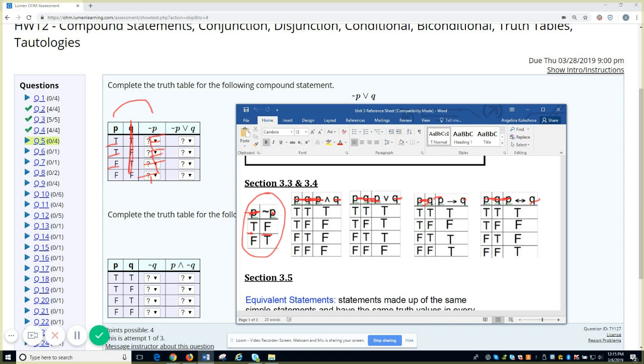Then for the next column, what this says is that you identify the truth value for a negated p. We just did that. It's in this column. Now let's look at the q value that's in this column and join those two together using the OR connection. So this is looking at this table right here.